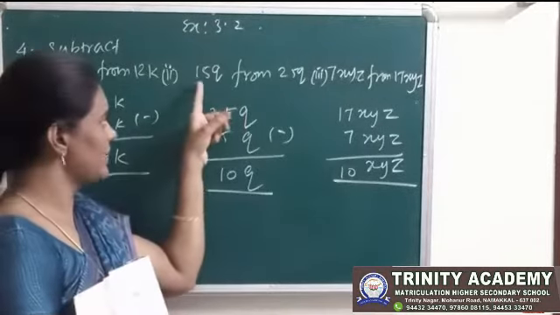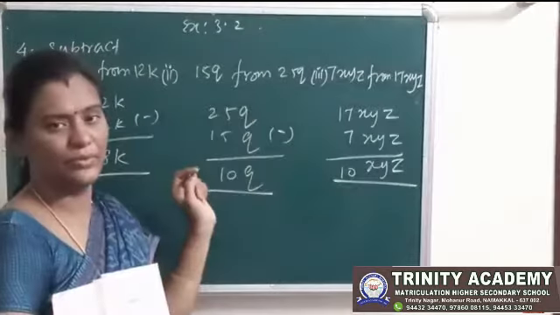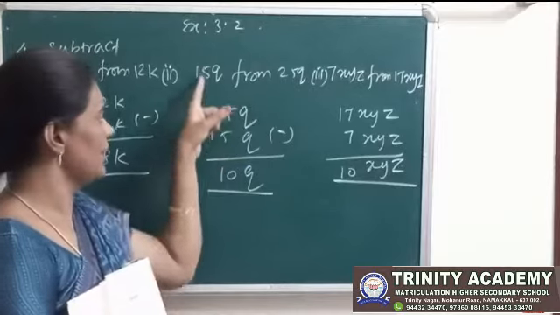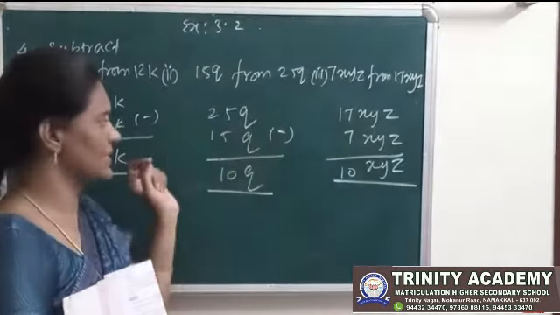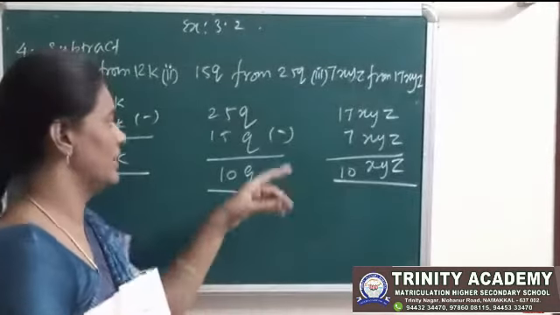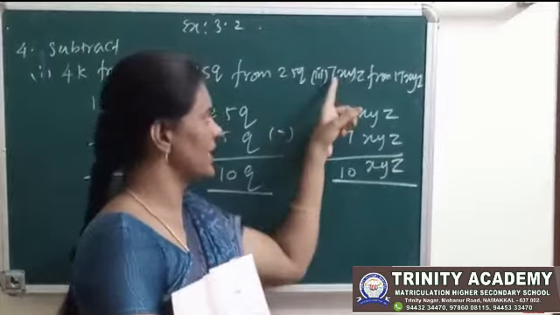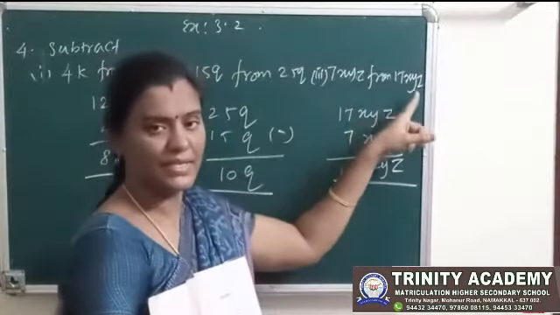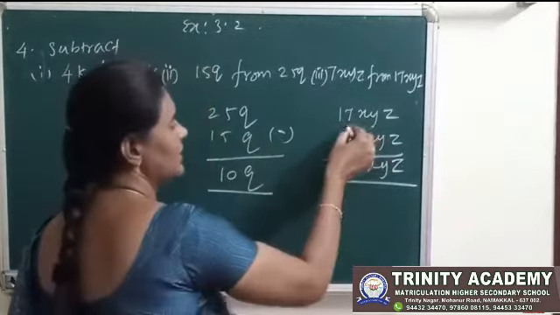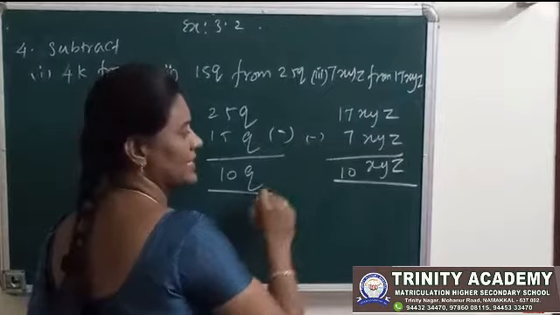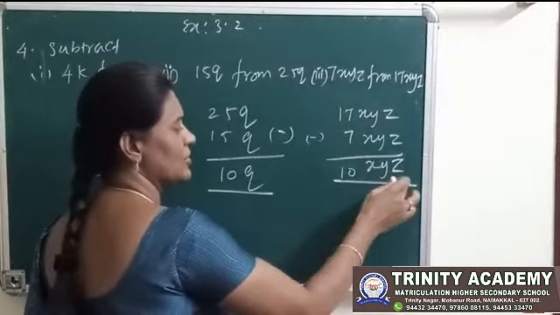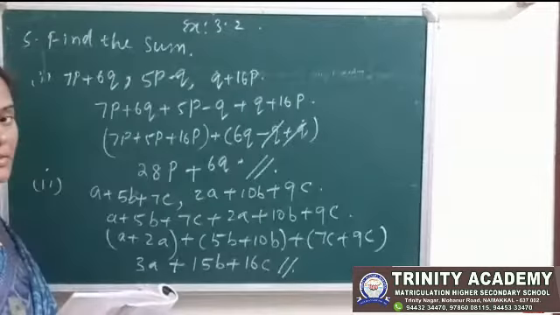Next, see here, subtract 15q from 25q. After 'from', what is given, 25q, that one you write first, then 15q. Here subtract means minus. You write the q as it is, 25 minus 15, 10q. Next, subtract 7xyz from 17xyz. After 'from', 17xyz you write first, then minus 7xyz. See, xyz you write as it is, 17 minus 7, 10. So the answer is 10xyz.